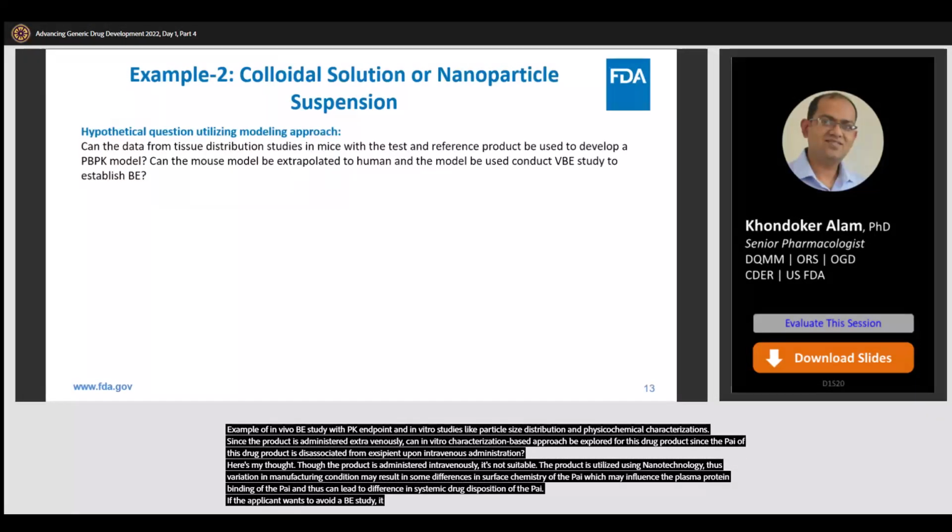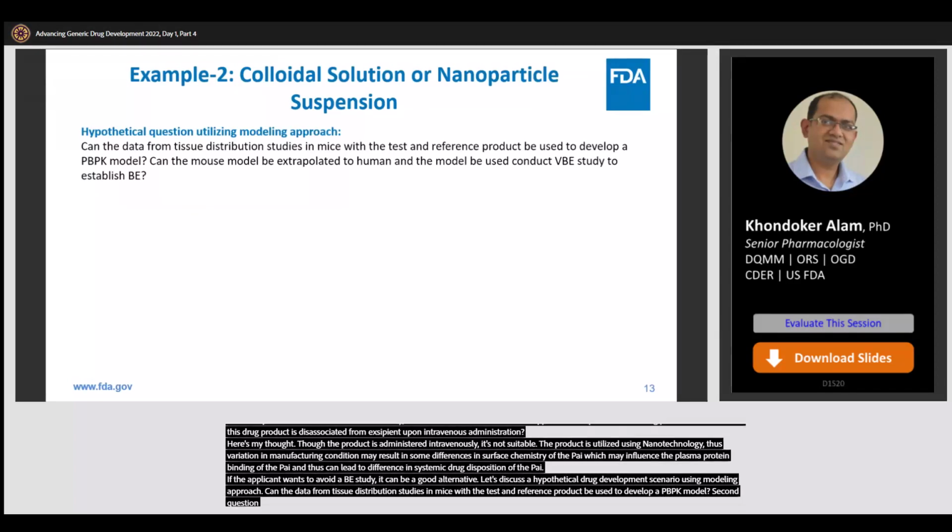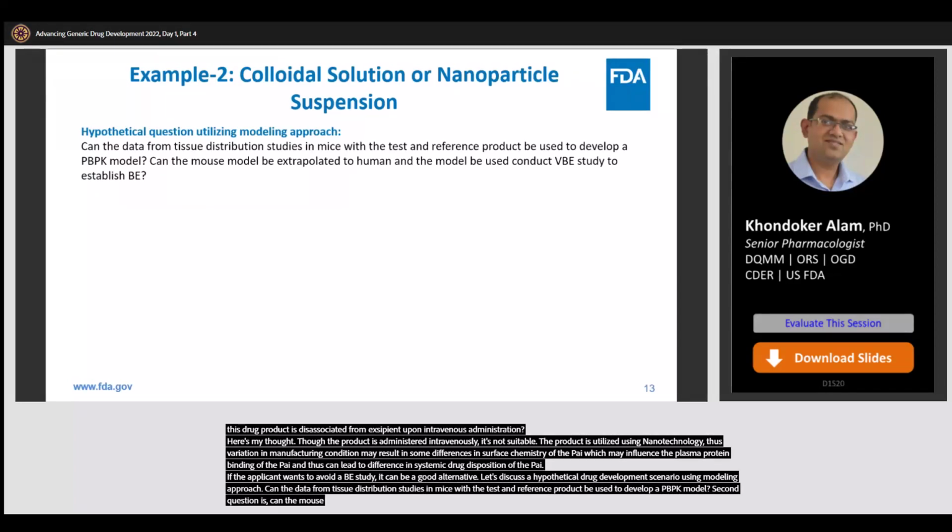Let's discuss a hypothetical drug development scenario utilizing modeling approach. Can the data from tissue distribution studies in mice with the test and reference drug product be used to develop a PBK model? Second question is, can the mouse model be extrapolated to human and the model be used to conduct a virtual bioequivalence study to establish BE?